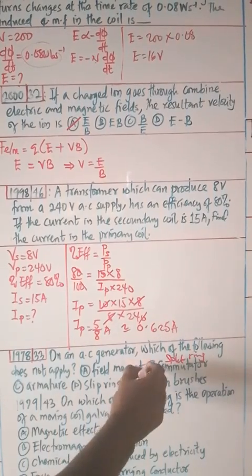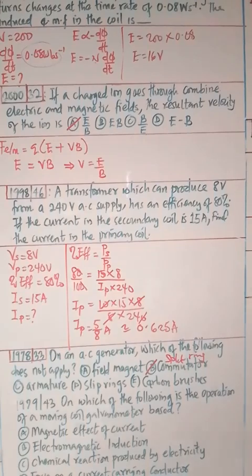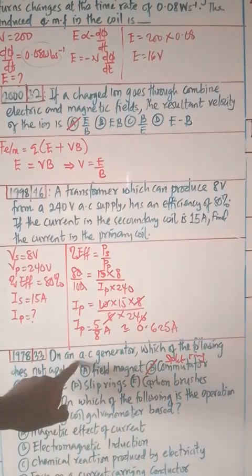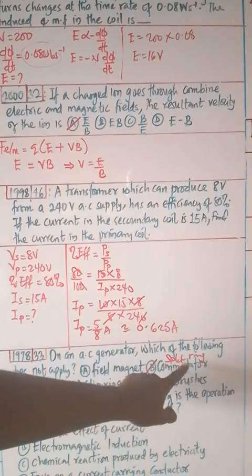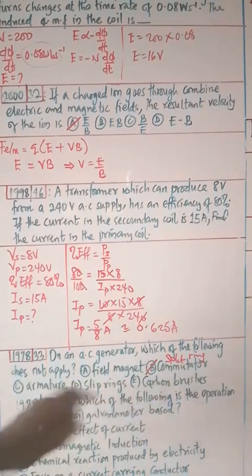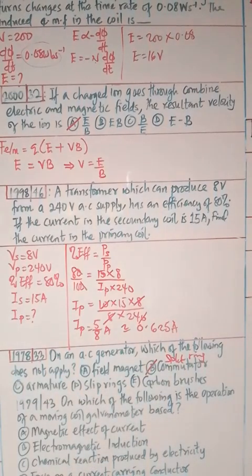So the answer is what? B. It does not apply to it. It has armature, it has slip rings, and it has carbon brushes. But a DC generator has a split ring commutator, but it has no what? Slip rings. If you don't really understand, you can check out the previous questions. Also, you can go and listen to the lecture.